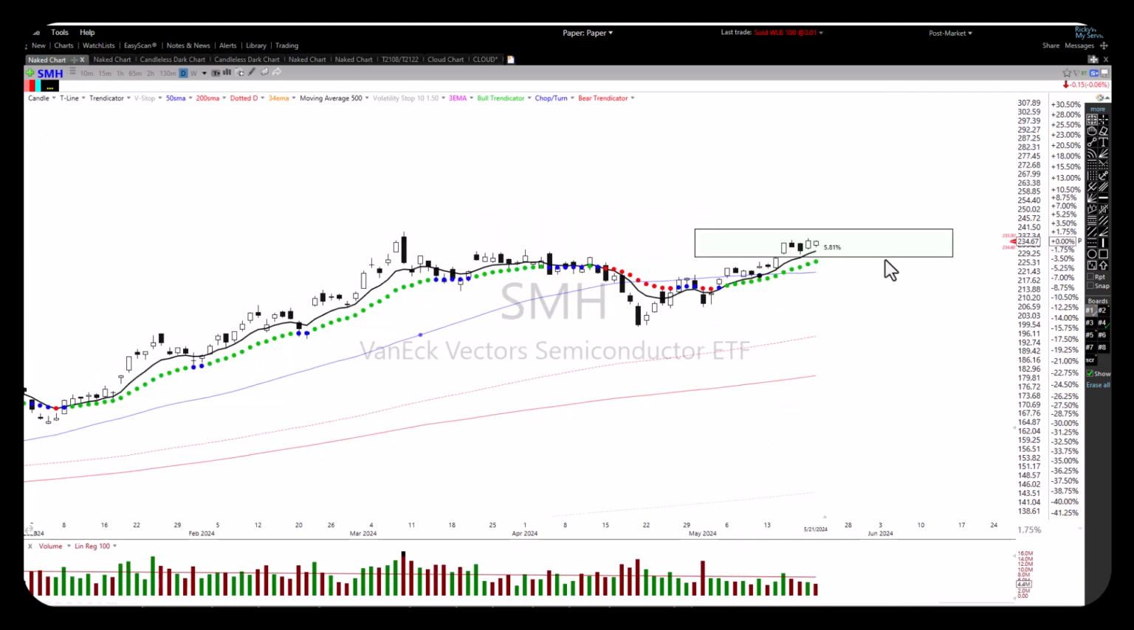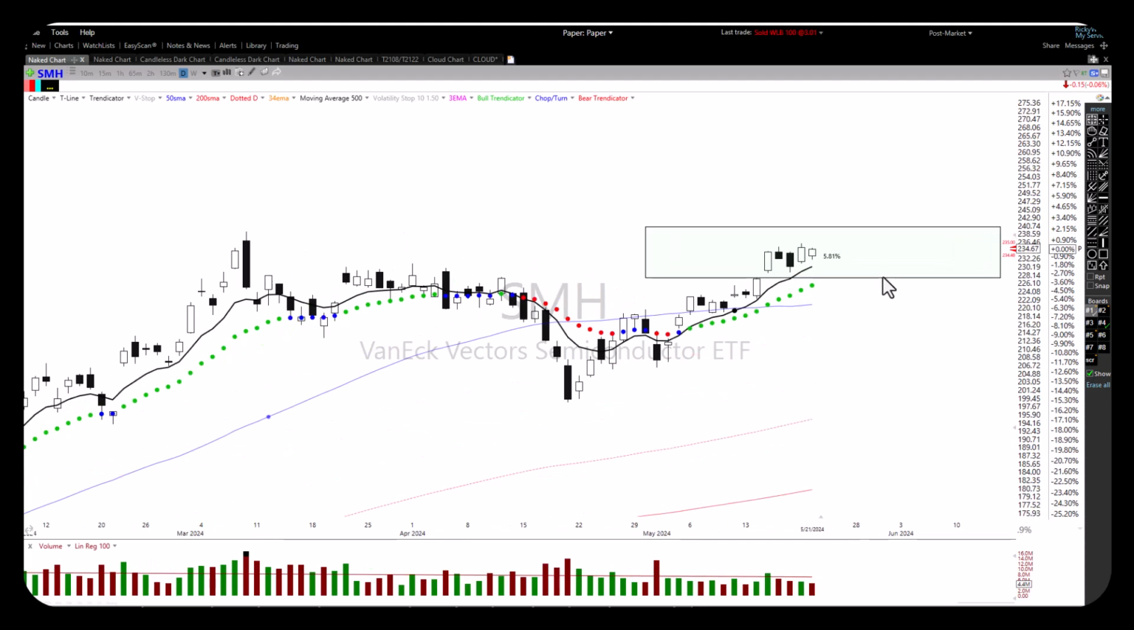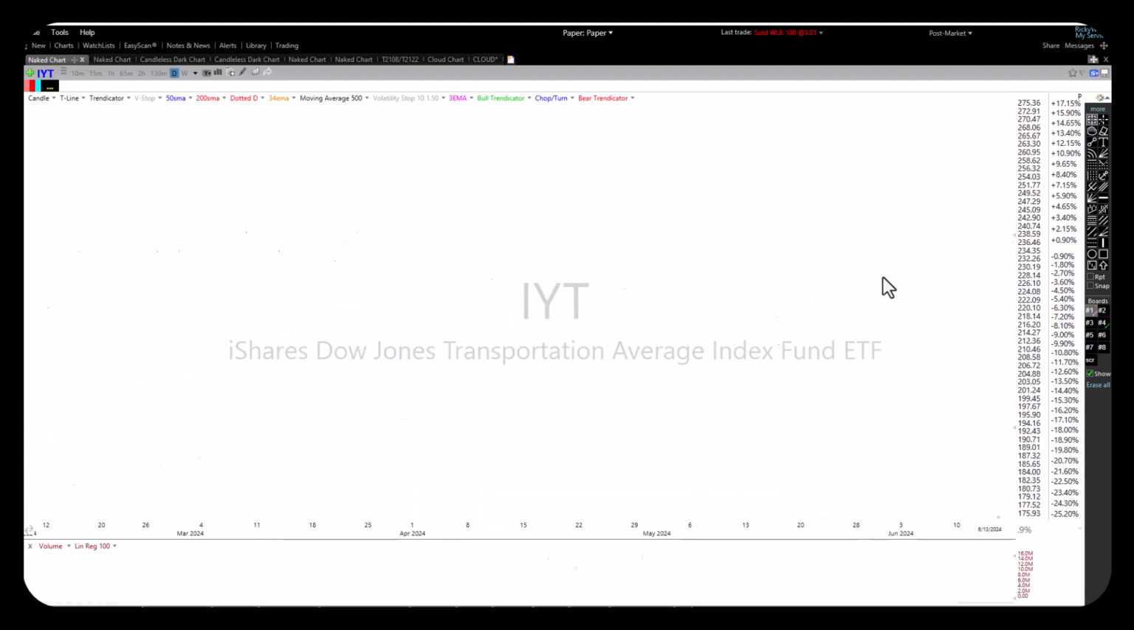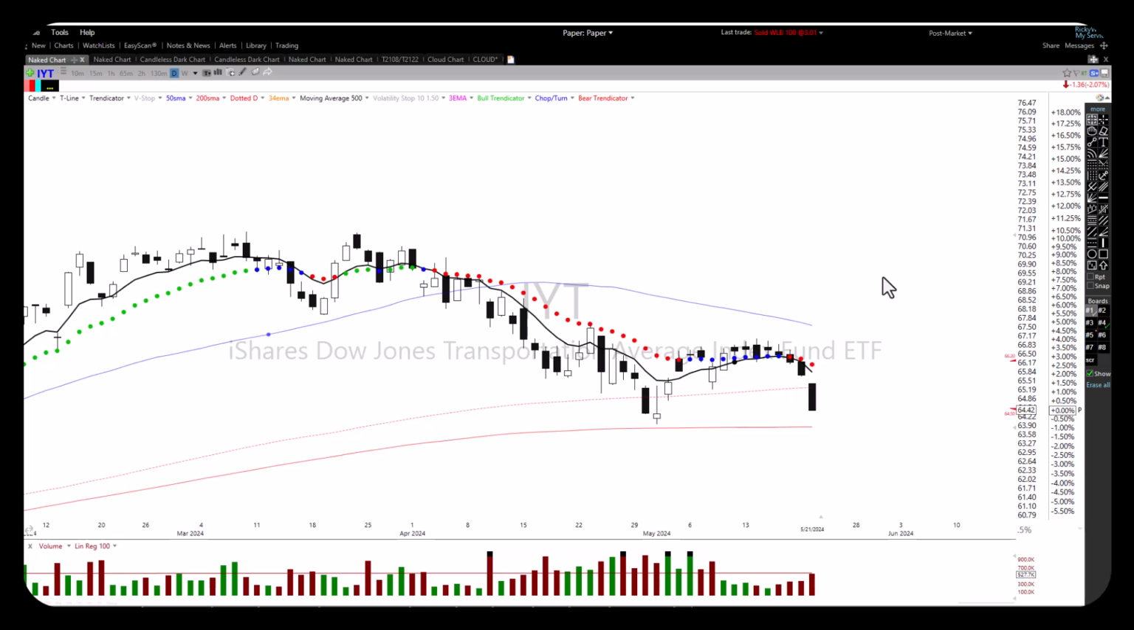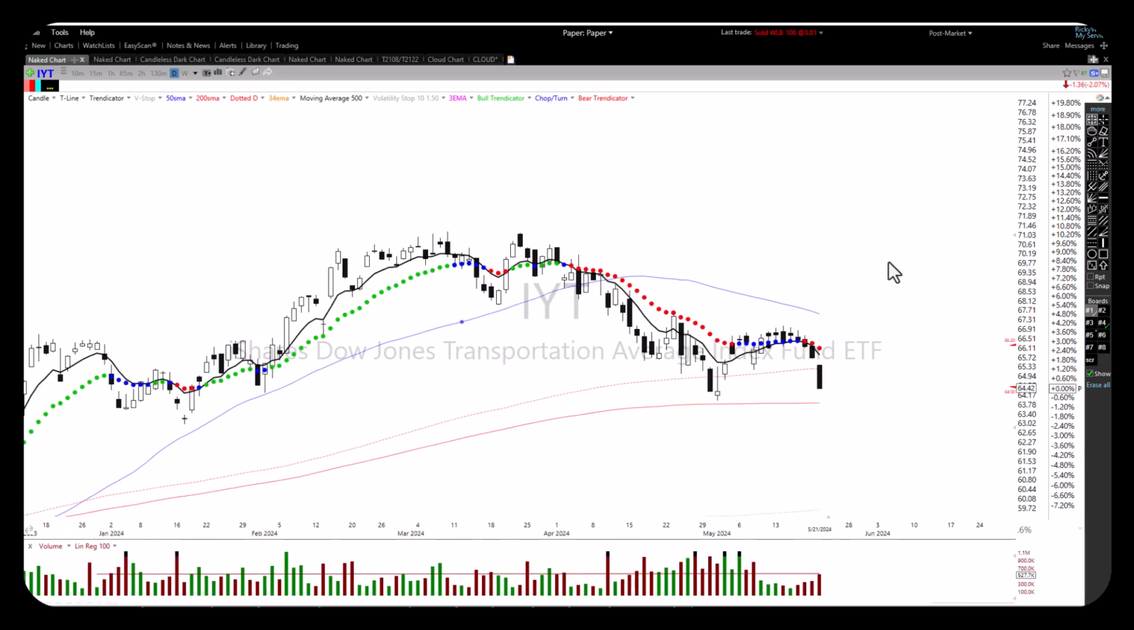So, SMH. SMH is killing it. SMH is what's keeping us up because if you look at SMH, you need to look at IYT. If you look at IYT, you need to look at SMH. Back in the day, IYT is all there was. Now, I don't know if there's any traders in here that are young folk, really young folk, and you probably don't really pay attention to the transports. But there was a day when the transports were pretty darn important to the market.